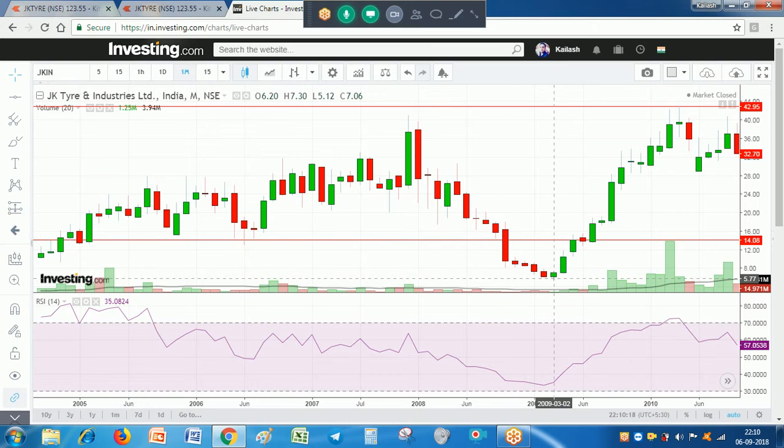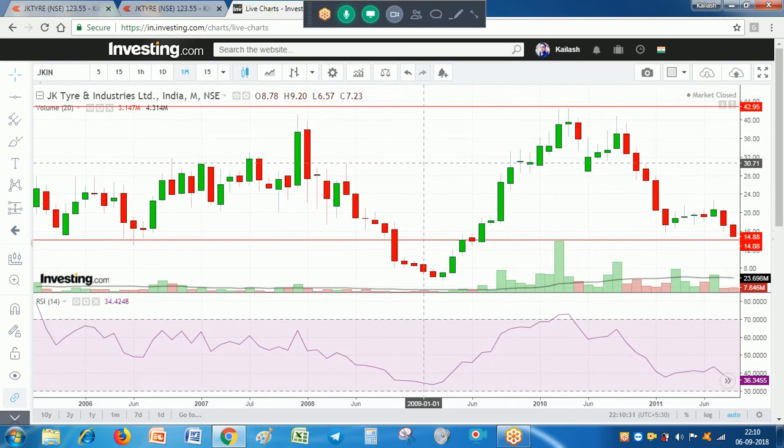Look at this level. It has broken that level and again fallen down to the level of 5. Friends, this time it has not gone to the level of 3. This time it has taken support above its previous strong support level, because the level of 3 was a very strong support level. Here it took support somewhere around 5 and again started its upward journey. This time again this level was the resistance.